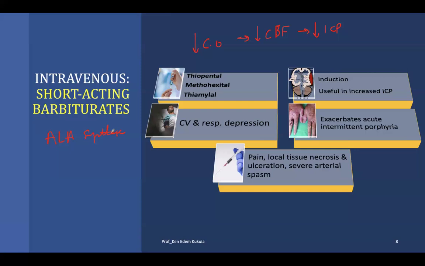Another problem could be the fact that sometimes in trying to inject the drug into the vein, there is a mistake where you inject the drug into surrounding tissues or the arteries, and there could be pain, there could be local tissue necrosis, there could be ulceration or severe arterial spasm, which could lead to gangrene. To address this problem, we may decide to give a drug called procaine. Procaine is a local anesthetic, so it could suppress the pain. Two, it has a tendency of dilating the vessel, so the arterial spasm could be addressed and we do not have to get the gangrene.